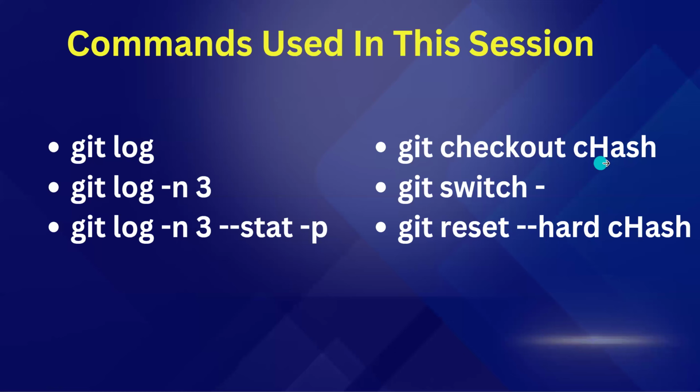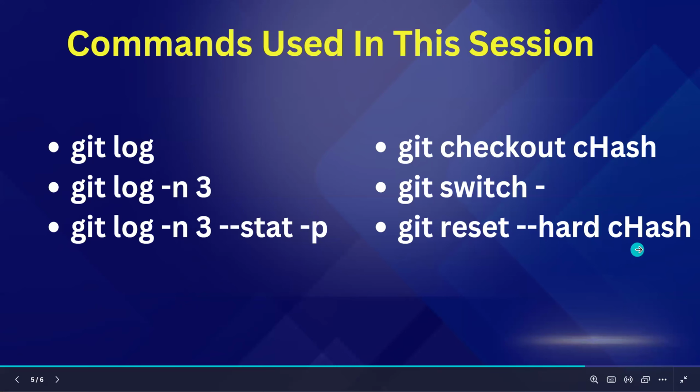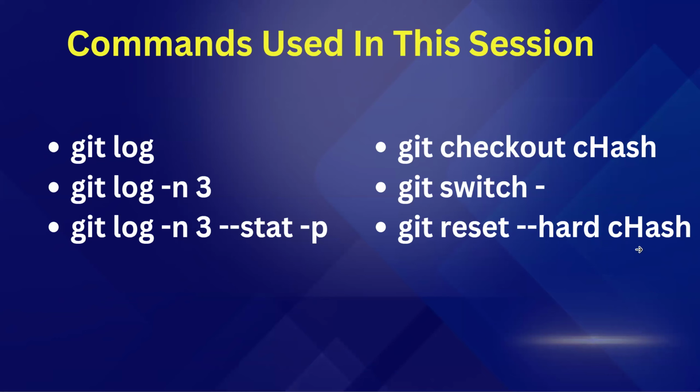Git checkout hash helps you move between the commits temporarily. If you want to switch back to the head, you can use git switch -, which takes you back to the original head position. And if you want to permanently move back to a particular commit by deleting the commit history after that commit hash, you can use git reset --hard. Git reset --hard is permanently going to delete all your changes, and it's going to delete your history as well. These are the things that we have learned.